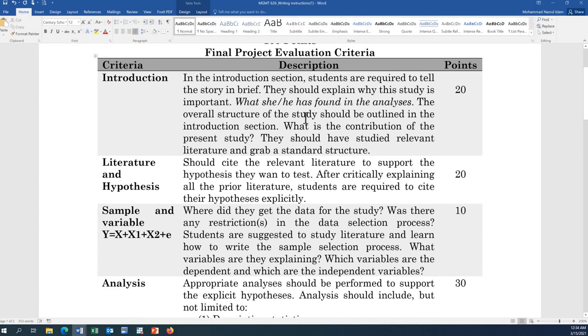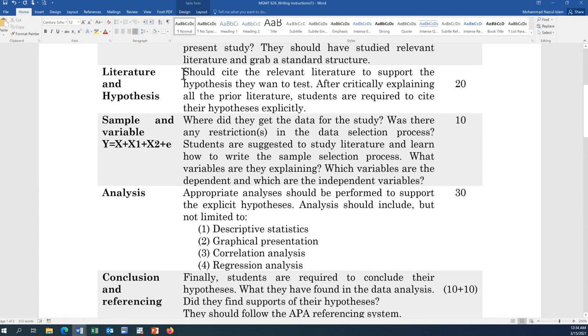The overall structure of the study should be outlined in the introduction section. So what is the contribution of the present study? They should have studied relevant literature and grabbed a standard structure, okay. And then in the literature section, you should cite the relevant literature to support the hypothesis they want to test. After critically explaining all the prior literature, students are required to cite their hypothesis explicitly.